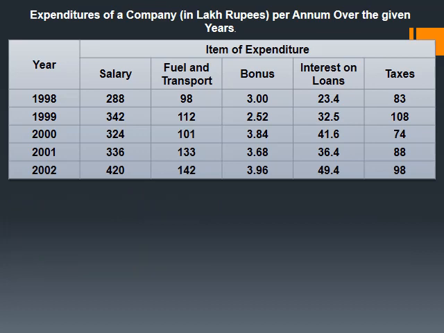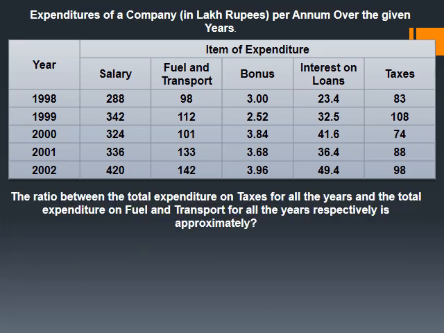We'll see one more question based on the table, same table. The ratio between the total expenditure on taxes for all the years and the total expenditure on fuel and transport for all the years respectively is approximately what? So this is a ratio. And ratio between what? So it's between two numbers.